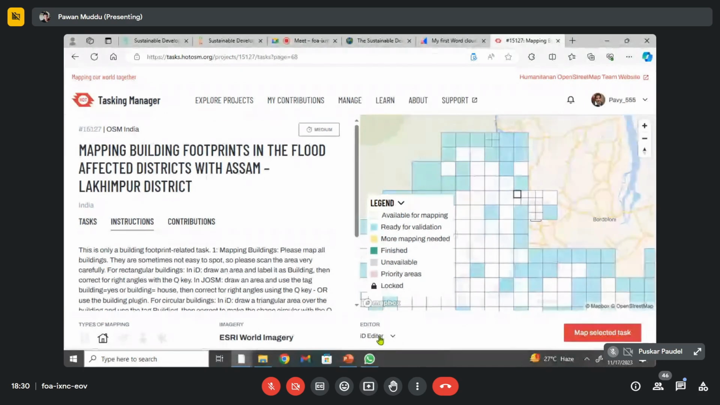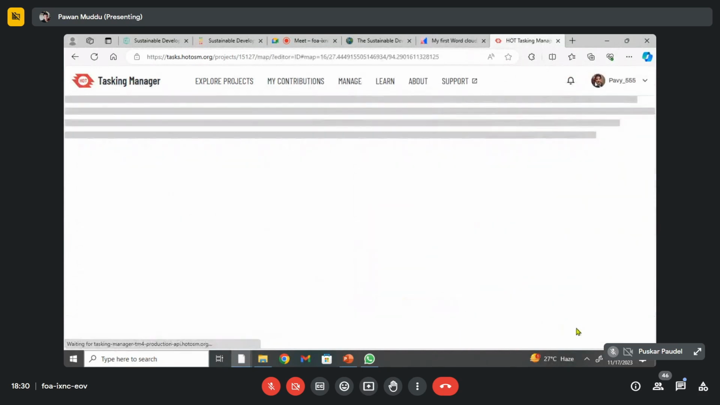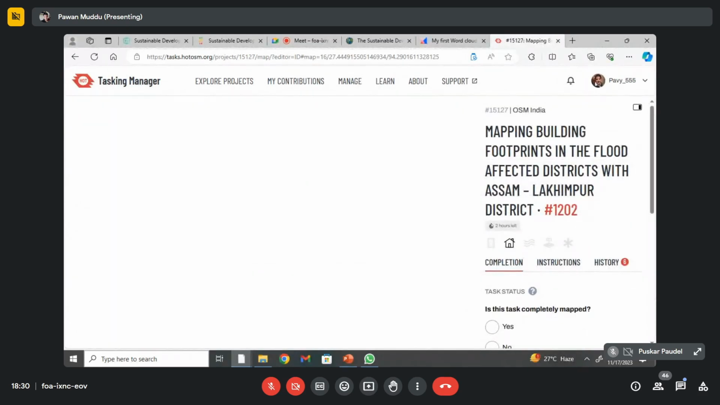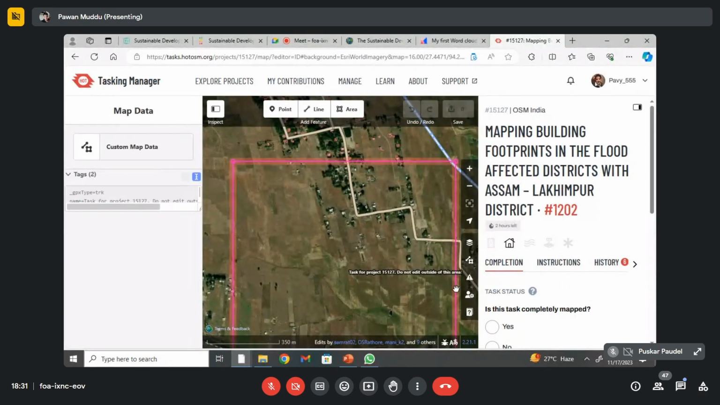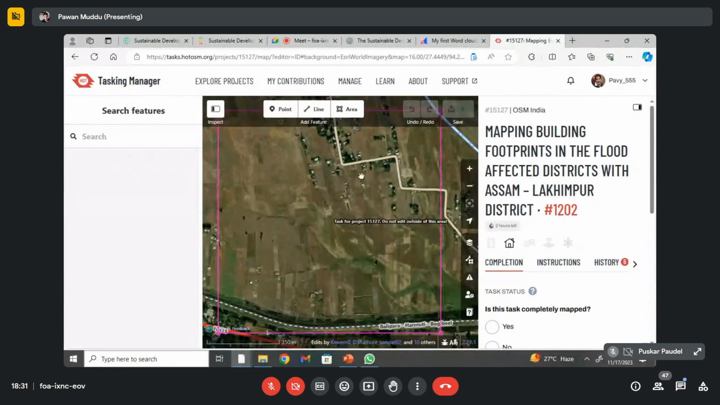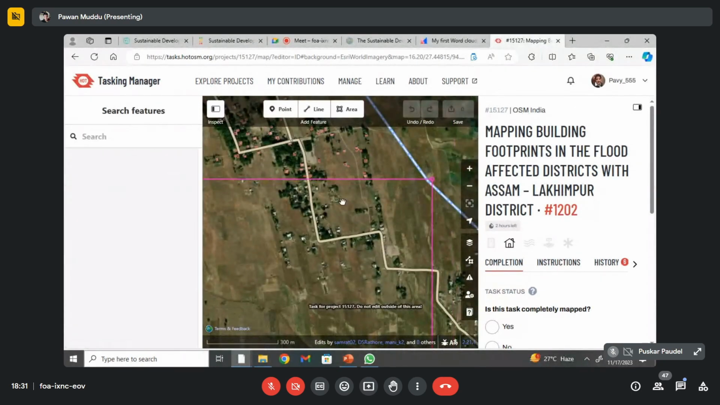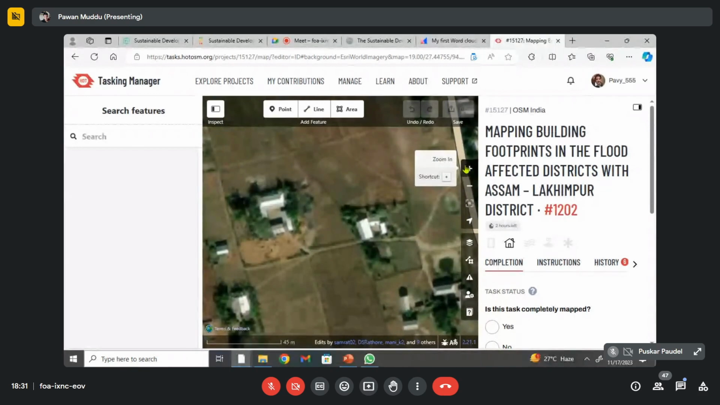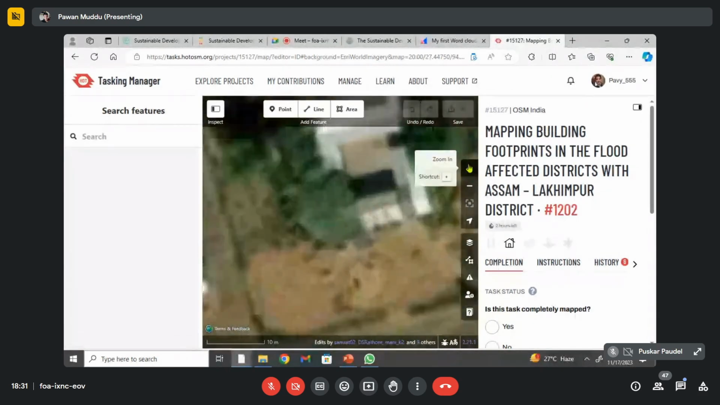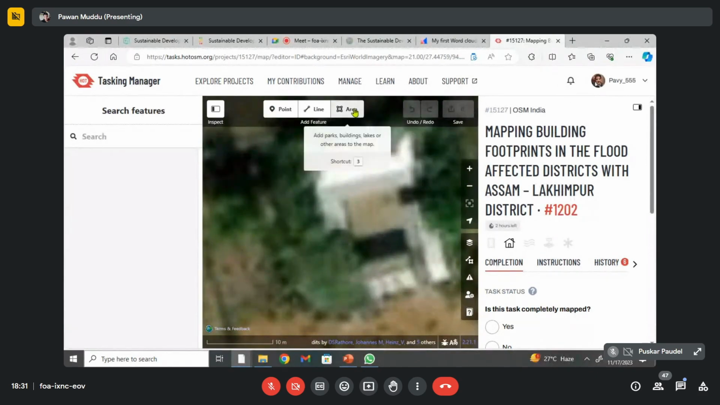What I'm using is the iD editor, and the base imagery is Esri World Imagery, but there are a number of imageries that can be used. I'm mapping a selected task, and in order to generate a building footprint, I'm working in the selected grid boundary, which is shown in this purple patch. Now I'll zoom in to a resolution of about 20 meters, or even higher, 10 meters. I'll click on the area feature and start generating my building footprint. So I'll click on the curvatures of the building.